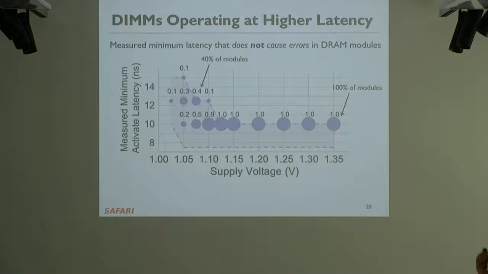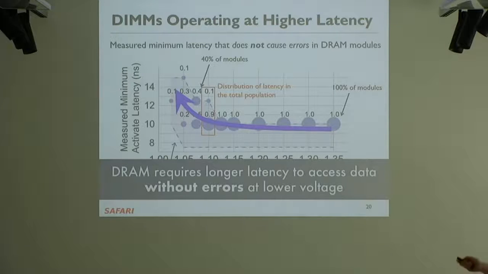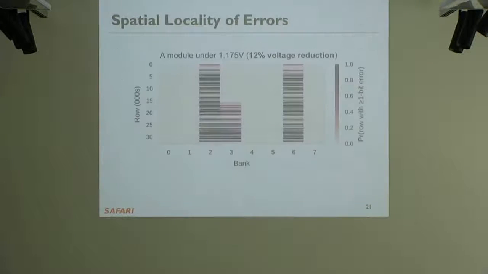So you can actually adapt to this characteristic, and you can keep pushing the voltage down. Okay, we already discussed this. It's nice that the real chips actually follow the circuit level modeling that we've done also. Okay, I already discussed that also. And the DRAM requires longer latency to access data without errors at lower voltage. You may not always be able to satisfy that, but for some modules, you're able to satisfy that in this case. Okay, so that's one of the observations.